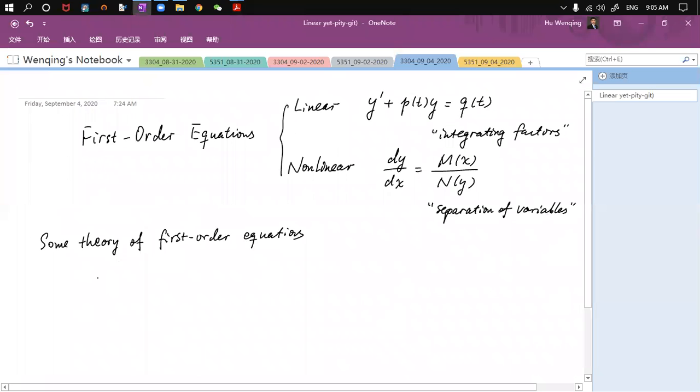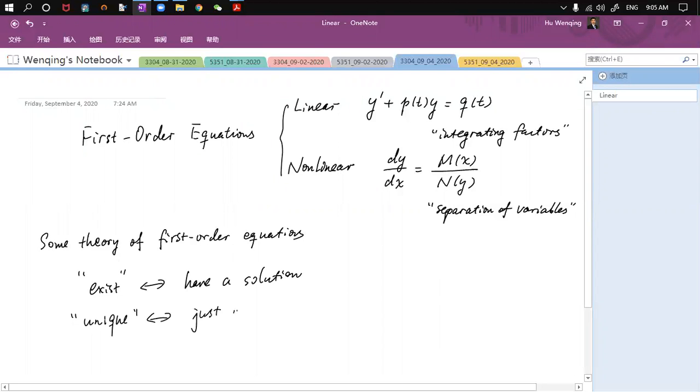Exist means that you have a solution. At least I want a solution. Unique means that there is just one solution. So that's existence and uniqueness.